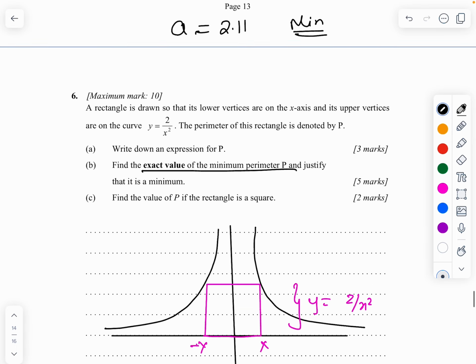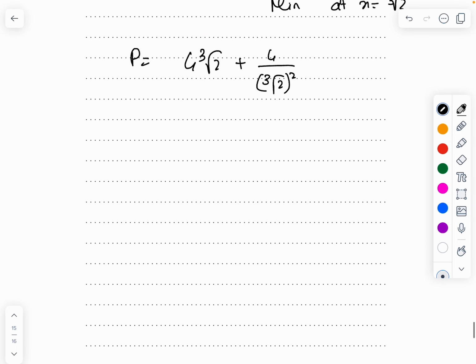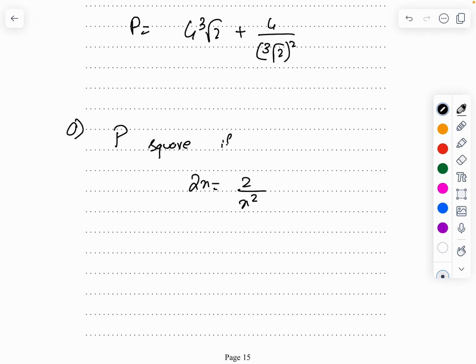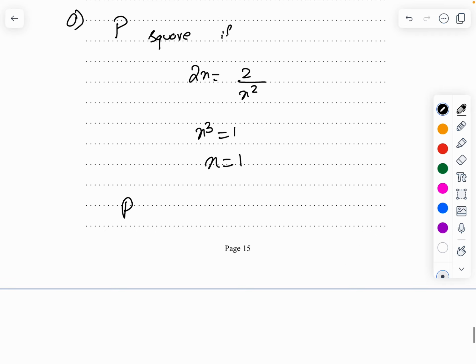Part C. Find the value of P when the rectangle is a square. When will it be a square? If the length equals the width. So the length 2x should equal 2 upon x square. So x cube equals 1, x equals 1. In that case, the perimeter will be 4 plus 4, which is 8. That's going to be the answer.